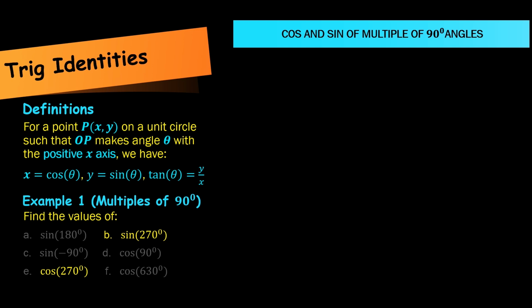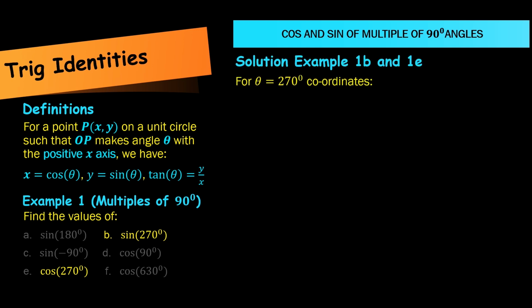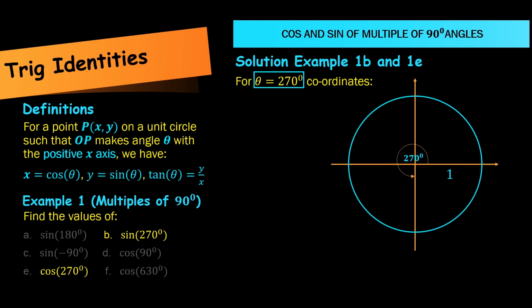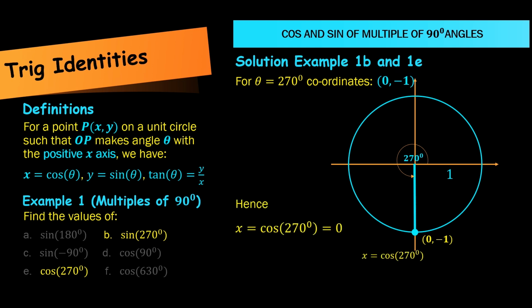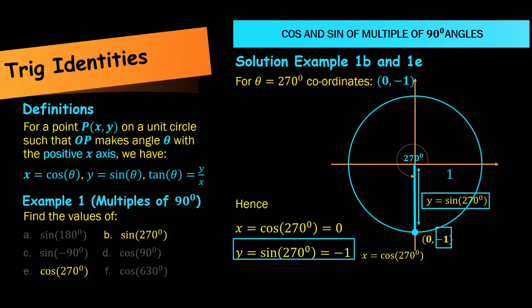We're now going to have a look at sine 270 degrees and cos 270 degrees. For theta equal to 270 degrees, we have the coordinates (0, -1), as shown. Therefore, x equals cos 270 degrees, which equals 0, and y equals sine 270 degrees, which equals minus 1, as shown.